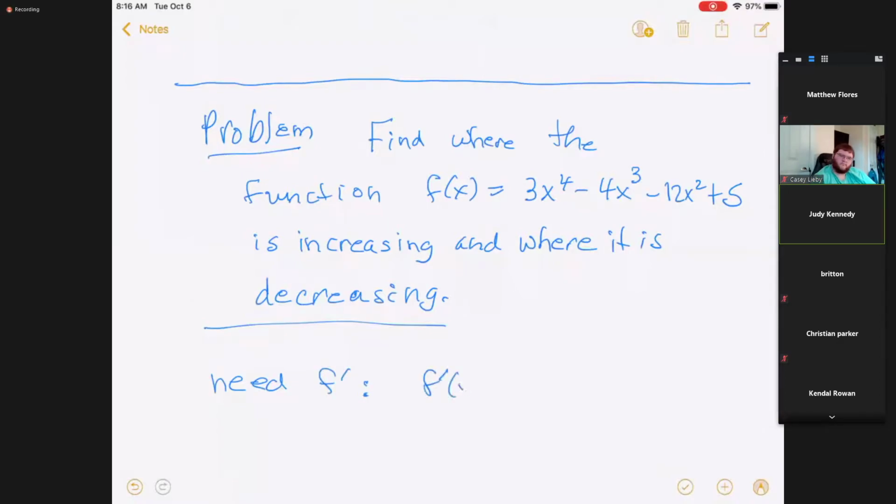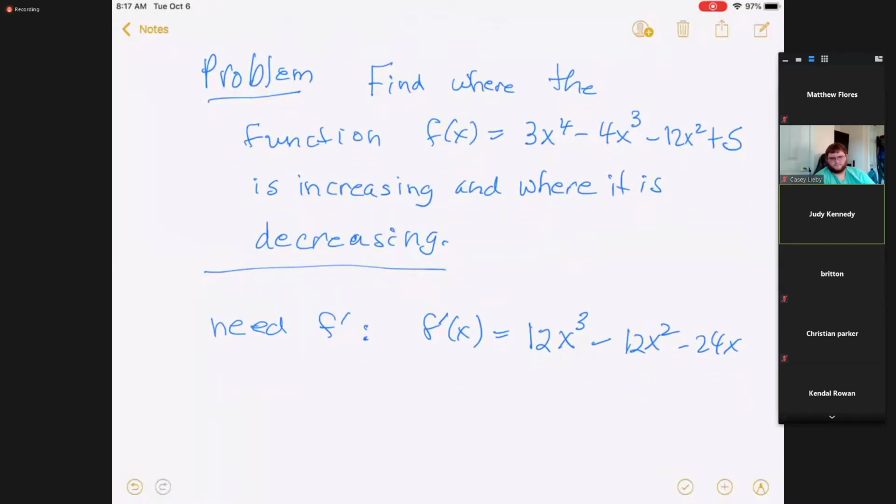and f prime of x would be 12x cubed minus 12x squared minus 24x. Let me go back and check to make sure. Okay, 4 times 3 is 12. Drop 1. Okay, 3 times 4. Drop 1 power. All right.